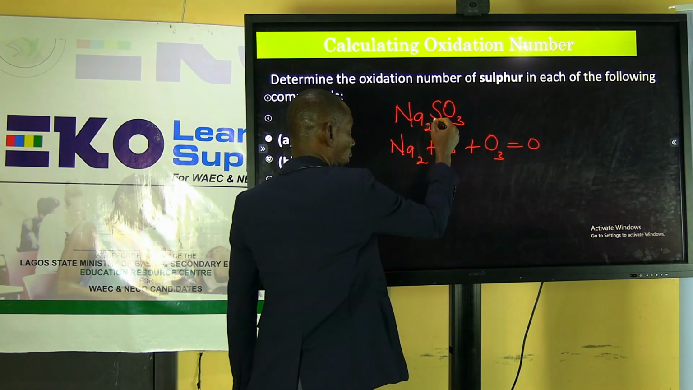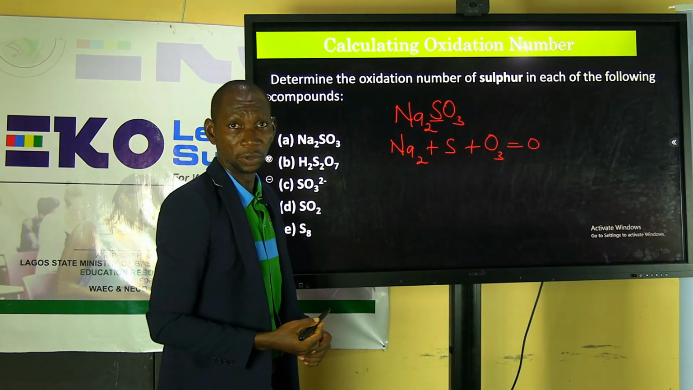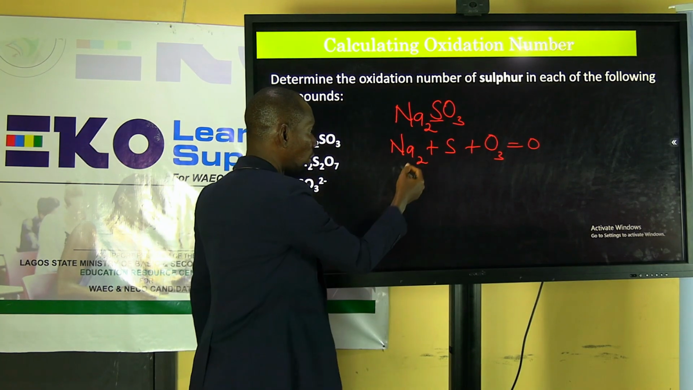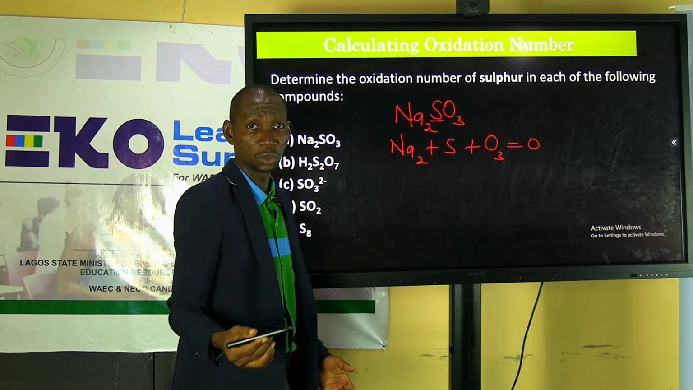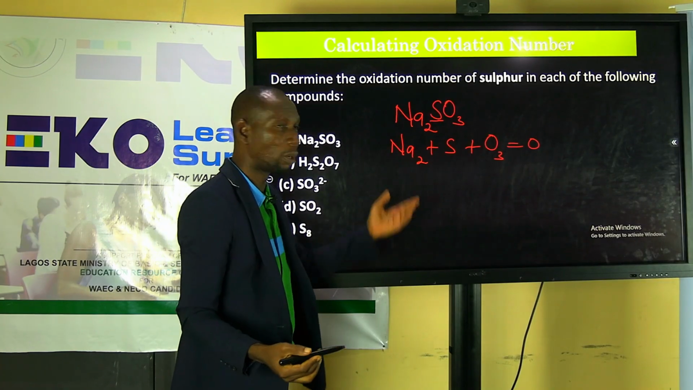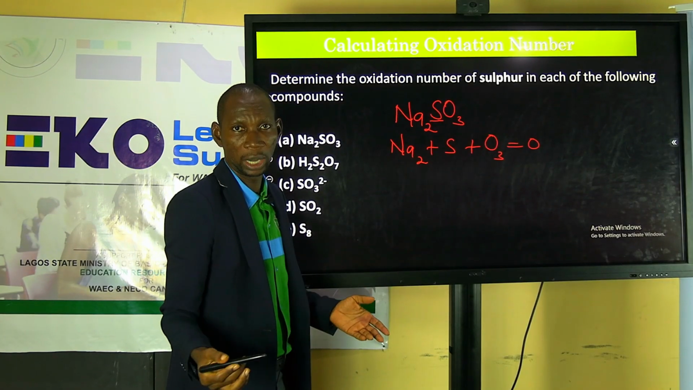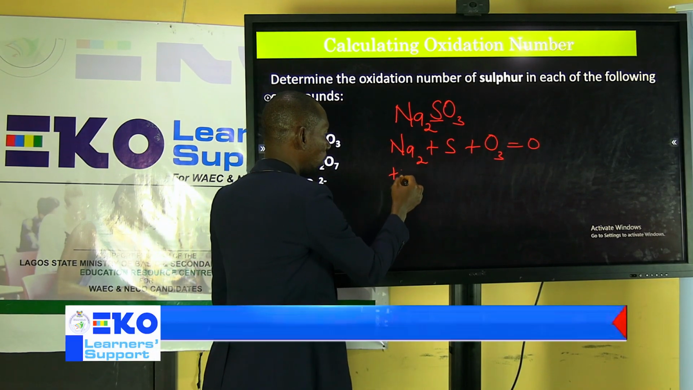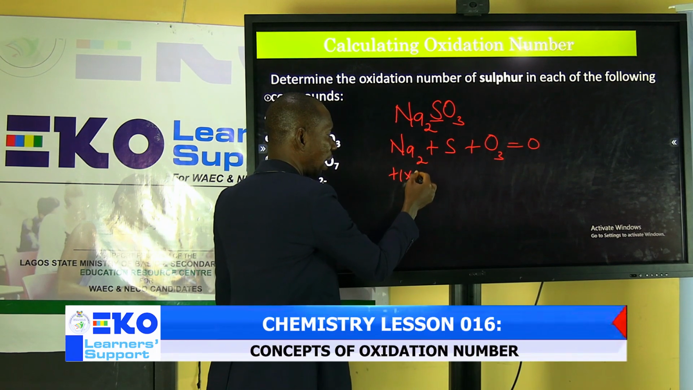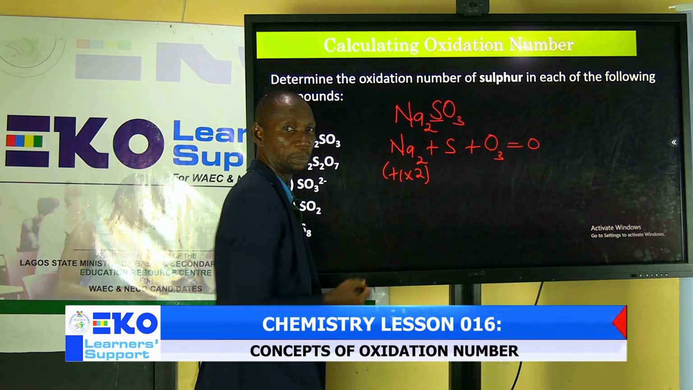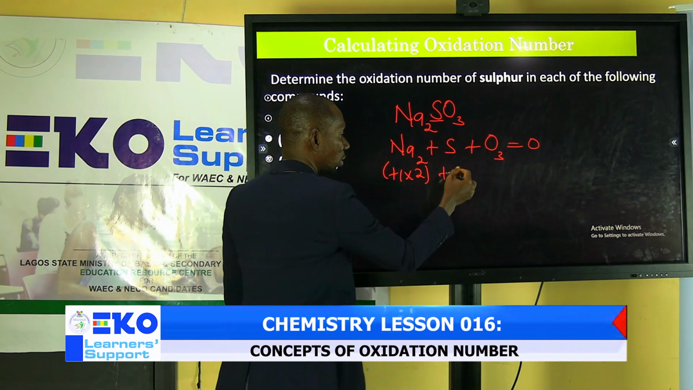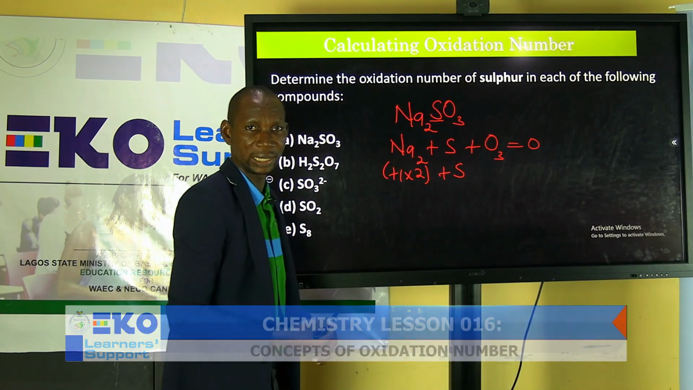So it is the sulfur that we are looking for. The oxidation number of sodium is going to be +1. It's fixed because sodium is in group 1. So this is going to be +1, but there are 2 of it there, times 2, put it in parentheses, plus, let's represent our sulfur as S.